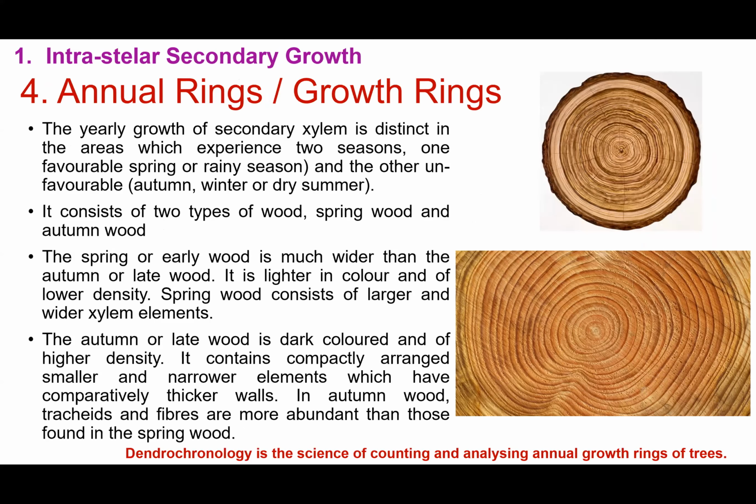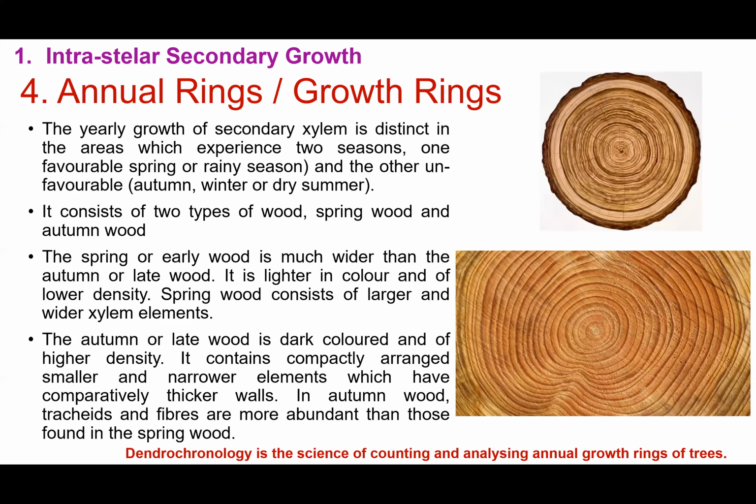Generally these are mainly found in regions where there are two seasons. In our country we don't have two seasons, we generally have three seasons, right? That is summer, winter and rainy season. But when we look at temperate countries like the US or certain European countries, there they majorly have two seasons. One is the favorable spring or rainy season, where you have a lot of growth happening in the plants, right? Where you have conditions which are favorable for plant growth.